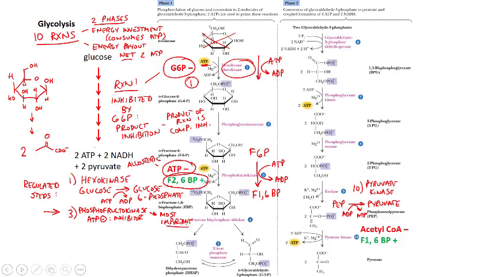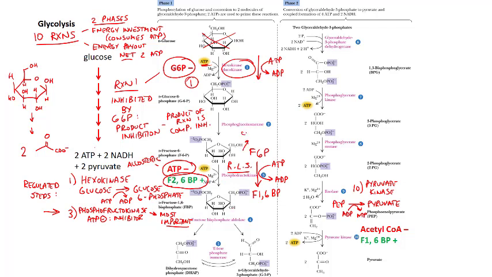The reason it's the most important step is that it's the rate-limiting step for glycolysis. So this is the slowest reaction, and therefore it sets the pace for the entire sequence of reactions. So because it's the rate-limiting step, it's going to go the slowest, and if you choke off this reaction, you're going to choke off all of glycolysis.